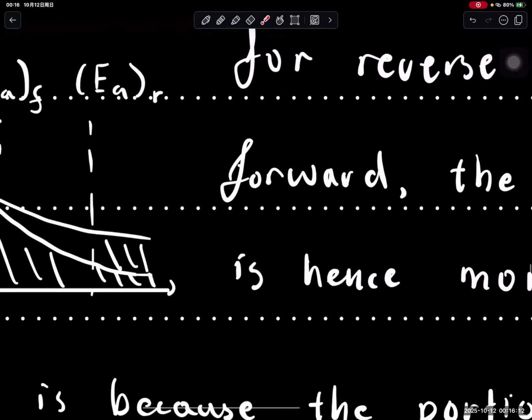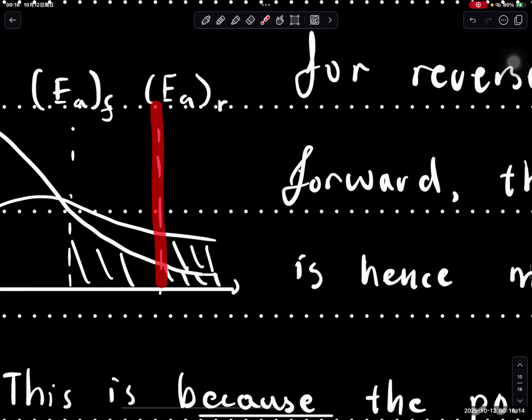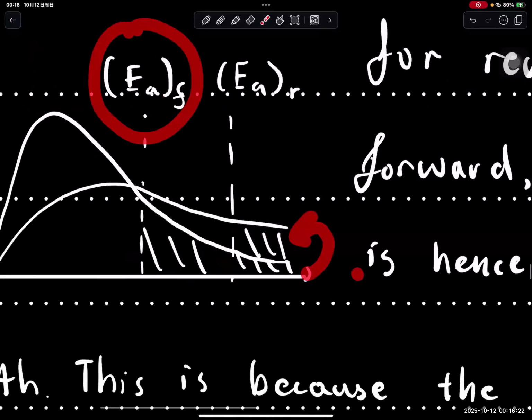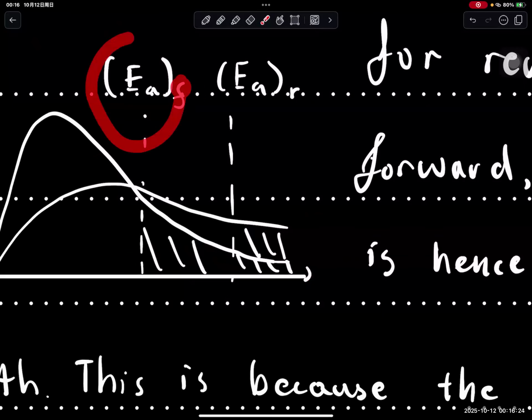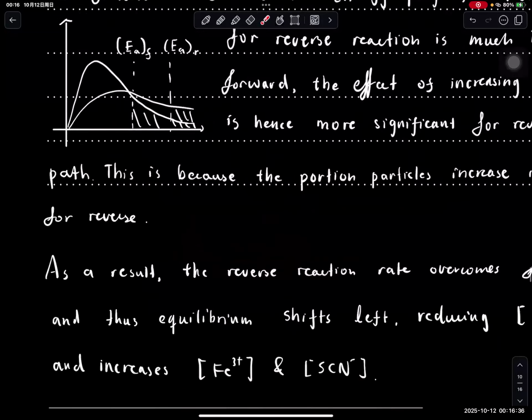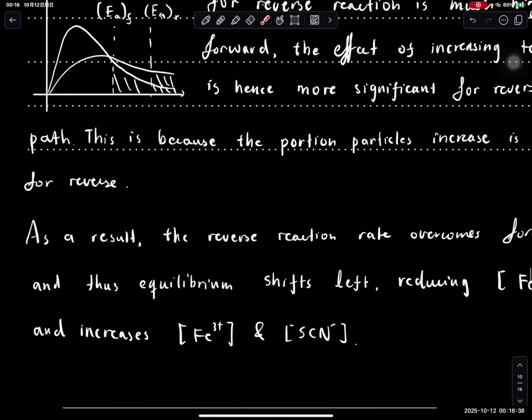So this is the reverse, which is endothermic. Initially it has this much, but then increasing temperature you have this much. So you sort of increase a larger portion. In contrast, your forward reaction is exothermic, because it has a smaller activation energy initially, it has a lot of particles that can undergo successful collision, right? But then you increase the temperature, yeah, sure, the area increased, but the portion of increase is less. Therefore, changing temperature has a more significant effect on the endothermic reaction.